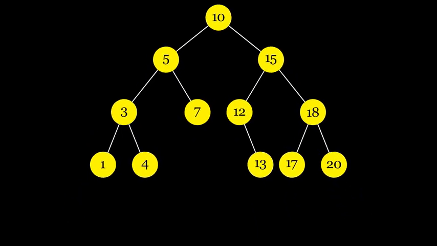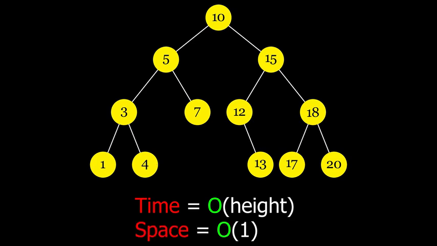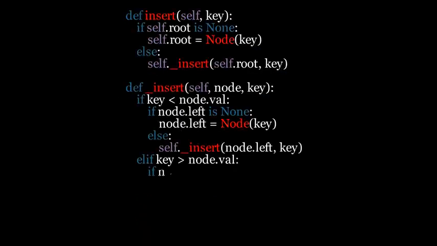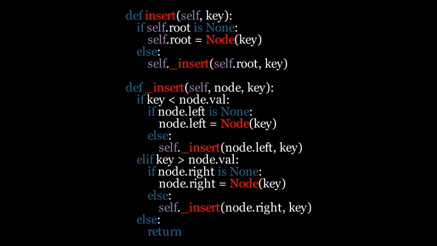The time complexity remains the same as before, proportional to the height of the tree. However, the space complexity is improved to constant, as the iterative approach only requires space for a few variables, unlike the recursive approach which needs additional space to store function calls on the stack. The next operation to consider is insertion. Let's first explore the recursive approach.